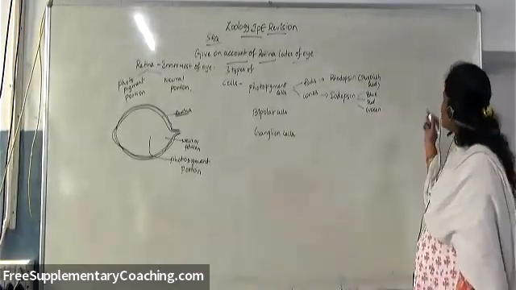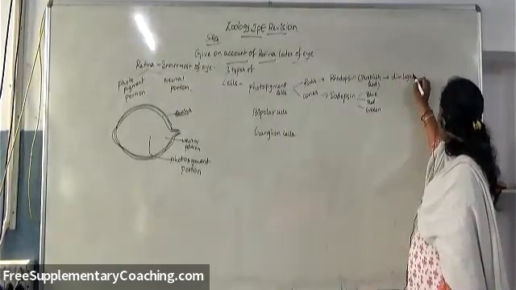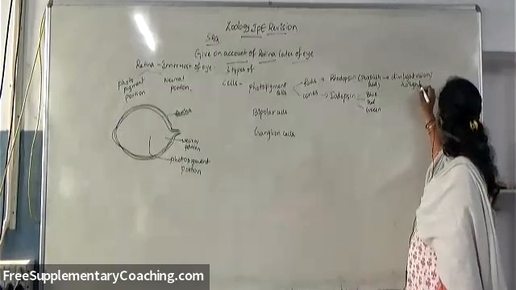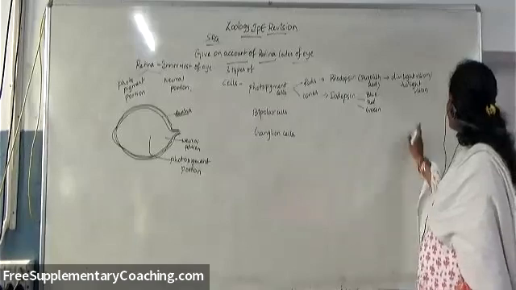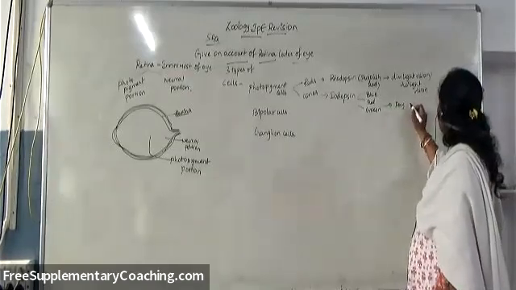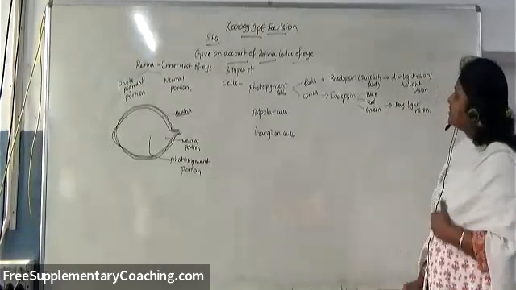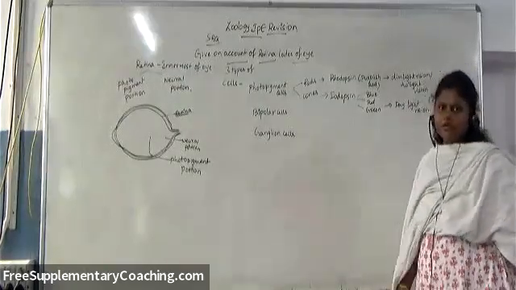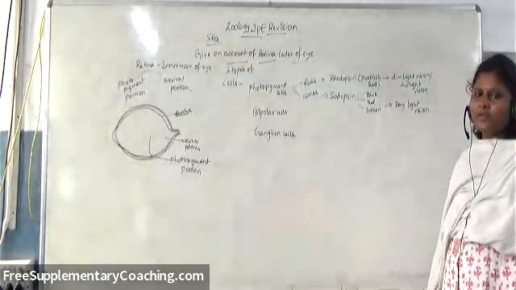These rods are meant for dim light vision, which can also be called twilight vision. Whereas cones are responsible for daylight vision. So the pigment cells are of two types, rods and cones. Rods are responsible for dim light vision, whereas cones are responsible for daylight vision.